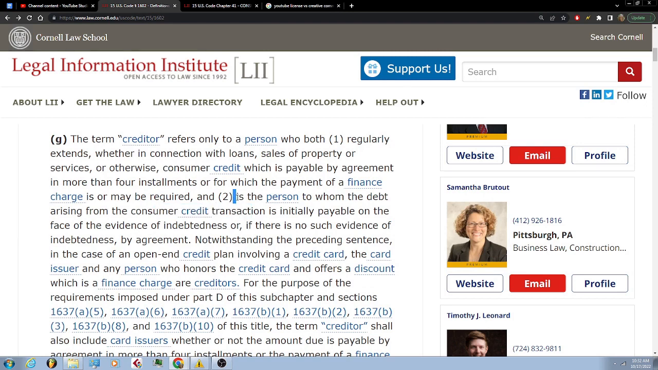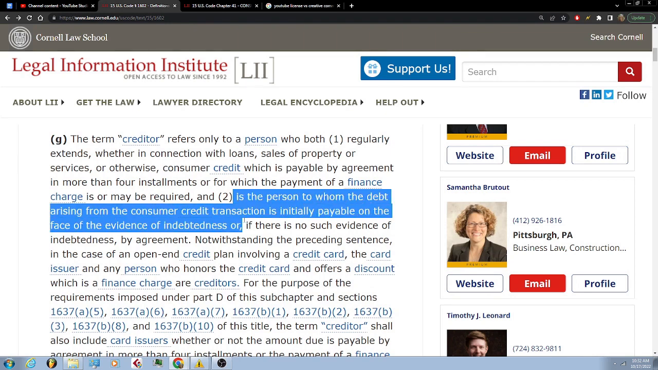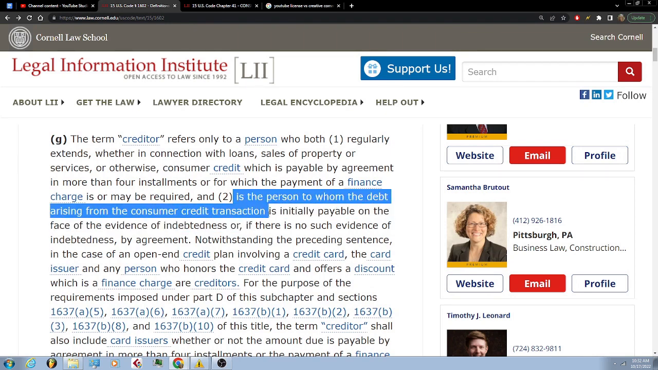Okay, I'll read that again. Is the person to whom the debt arising from the consumer credit transaction is initially payable on the face of the evidence of indebtedness, or if there is no such evidence of indebtedness, by agreement. Notwithstanding the preceding sentence, in the case of an open-end credit plan involving a credit card, the card issuer, and any person who honors the credit card and offers a discount, which is a finance charge, are creditors.